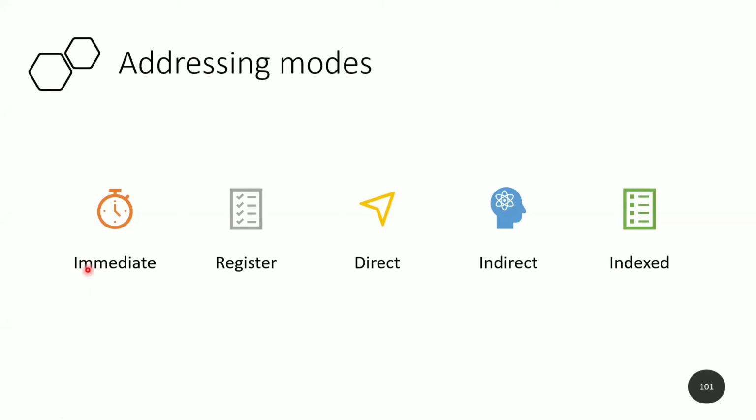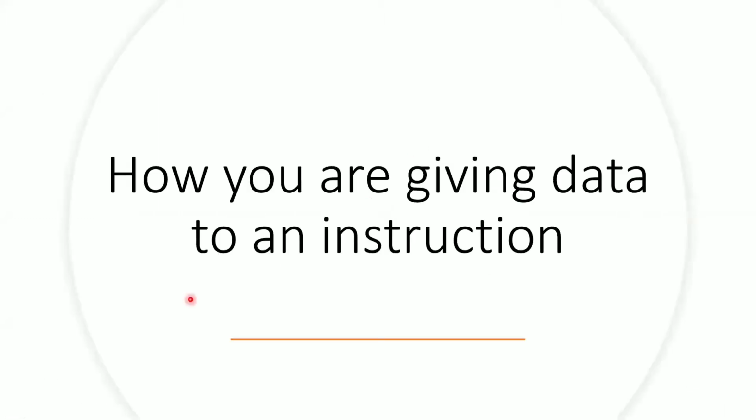Okay. Now, if you take any instruction, the instruction is divided into 2 parts. What are those 2 parts? Opcode and operand. What is meant by opcode? The operation which you want to perform on data. Where is the data in the instruction? That is called your operand. So we have an opcode and an operand in the instruction. Addressing mode means the manner in which you are giving the data in an instruction, or we can say how you are giving the data to an instruction.